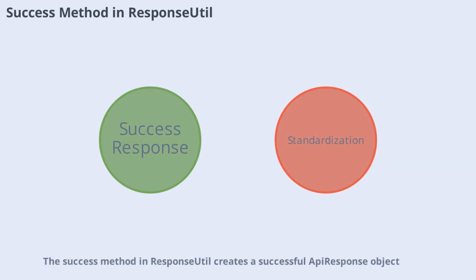The success method in ResponseUtil creates a successful API response object. It sets the success flag to true, includes a message, attaches the data, and records the request path. Errors are set to null, and error code is 0. This method ensures every successful response is clear, informative, and consistent.